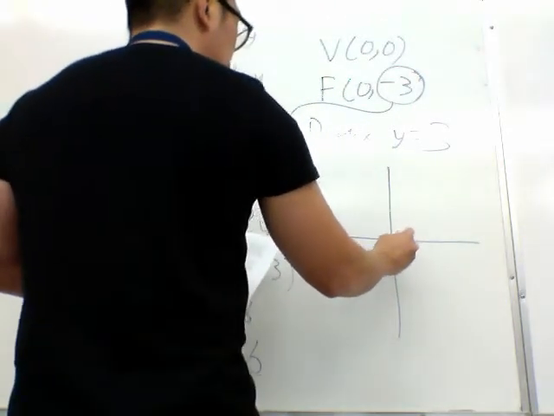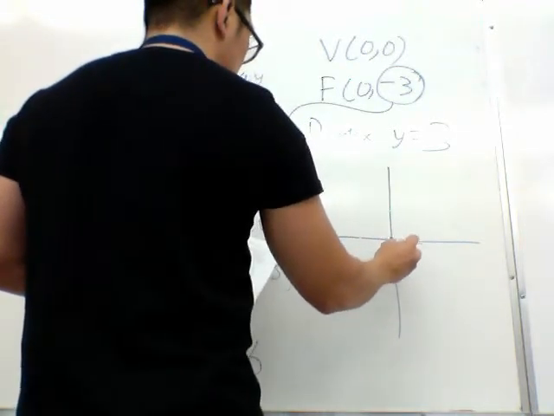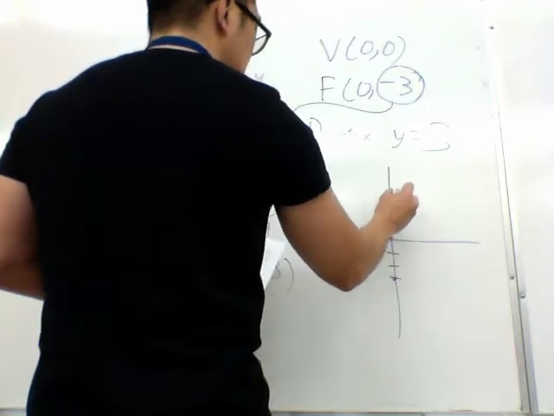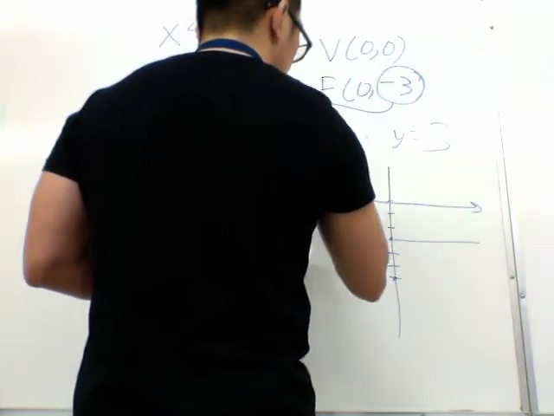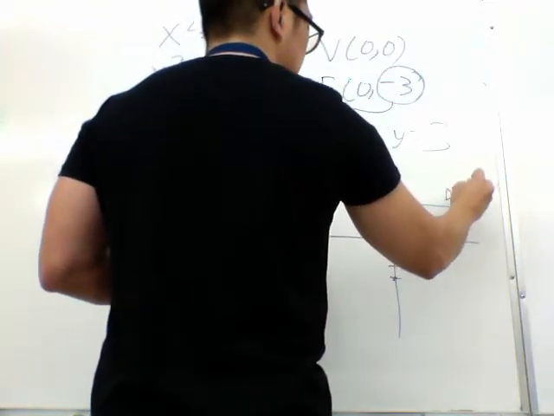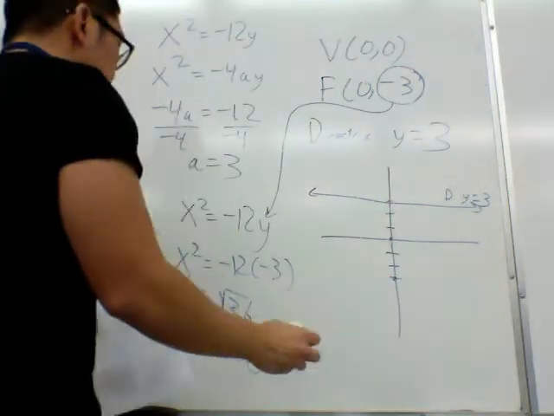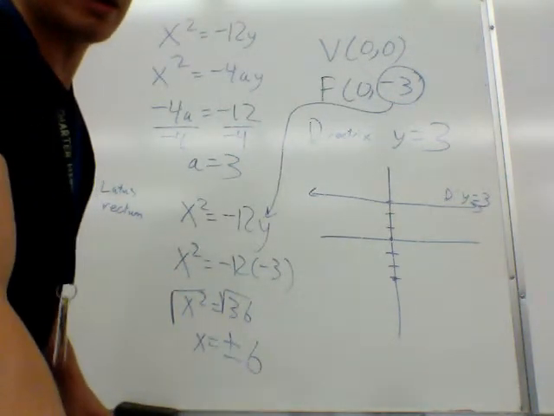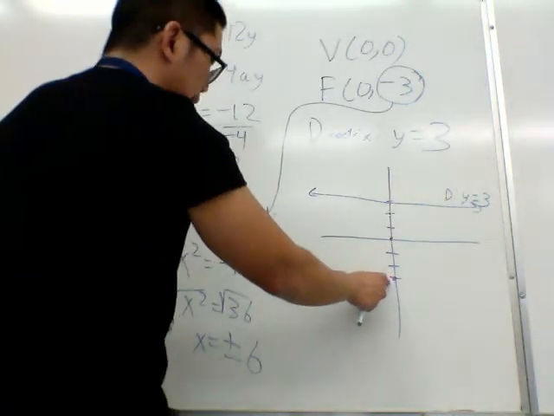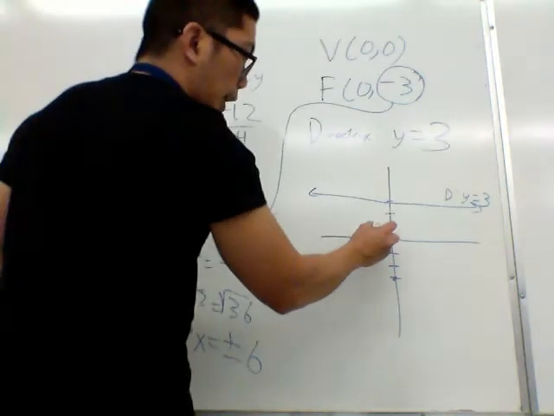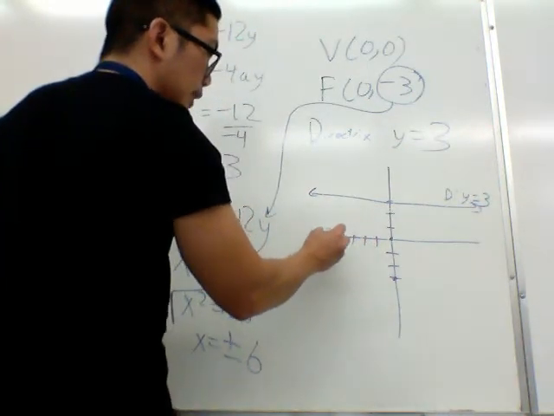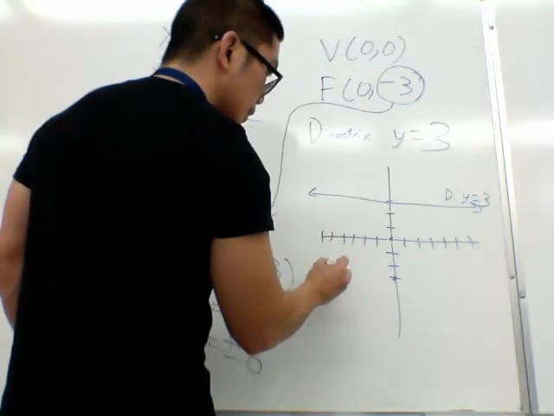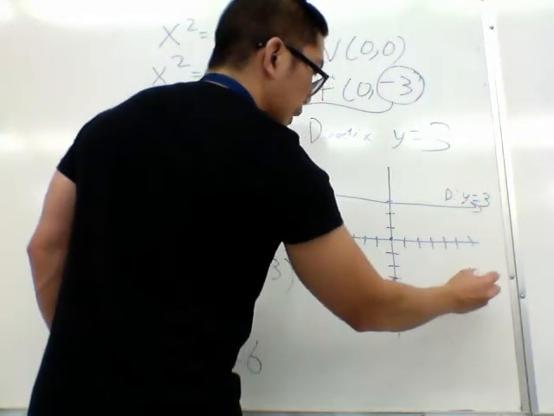Okay, I know my vertex is at the origin, my focus is at 0, negative 3, and my directrix is at 3, so I'm going to put here the directrix is y is equal to 3. And now your latus rectum is x equals plus or minus 6. What that means is, look at your focus, and since it's x is equal to, I'm going to go to the left 6, and I am going to the right 6. So my latus rectum is this distance here.